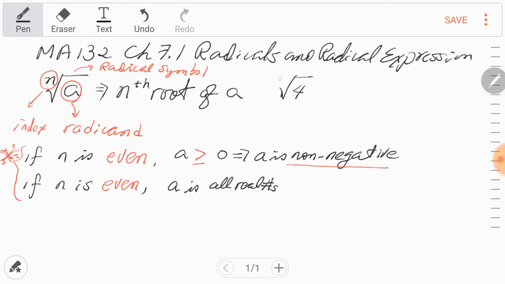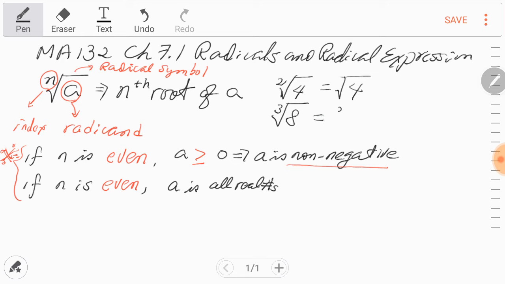So basically the index is 2. Usually we don't write the index if the index is 2, so we just omit the index number 2. We can write it like this, square root of 4. And if the index is 3, then we can write it as the cube root of 8.